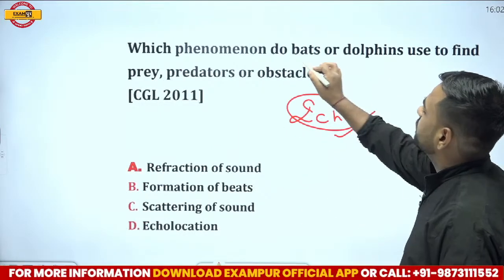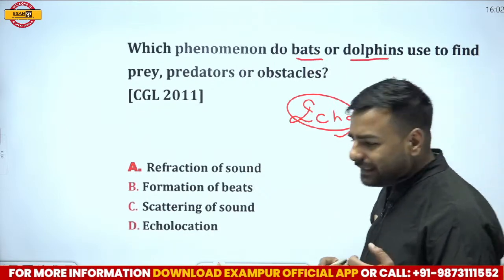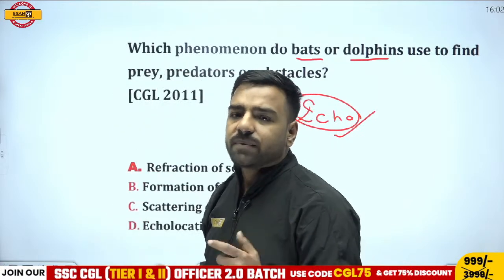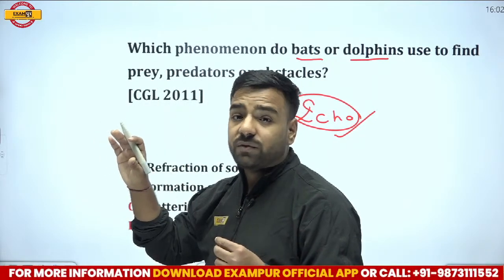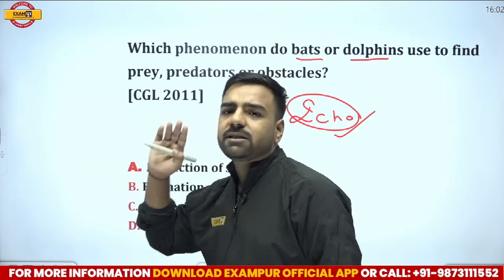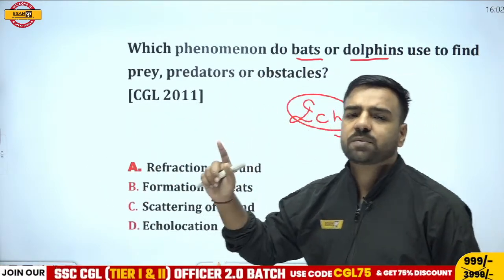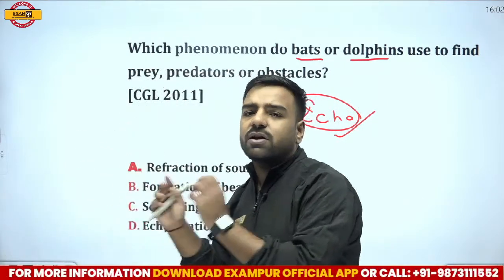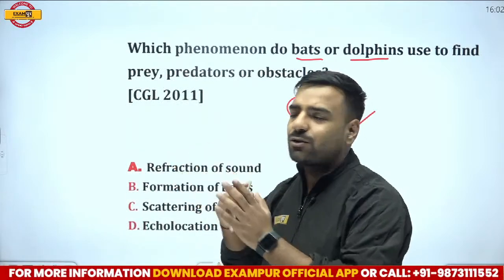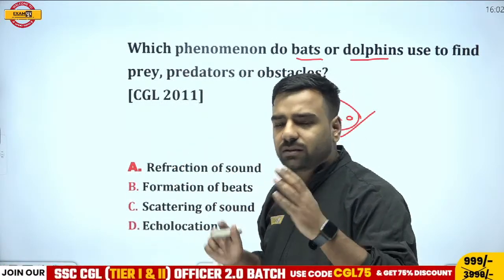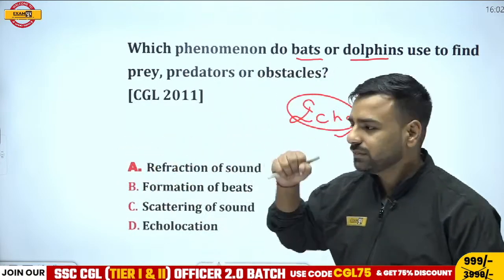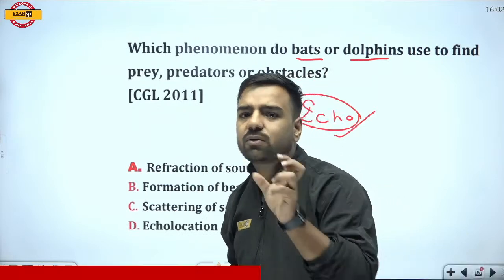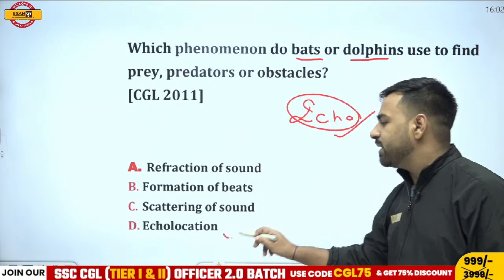Now if I talk about bats or dolphins, when they are moving in the night time, instead of using their eyes, what are they doing? They are throwing these rays, or we will talk about waves. And when these particular waves strike any obstacle, they come back and accordingly they can analyze whether the obstacle is present or whether it is a free, easy path to go. So instead of just going towards the obstacle, they can turn around. How? Using this technology, that is echo. So here the correct answer is going to be option D, that is echolocation.